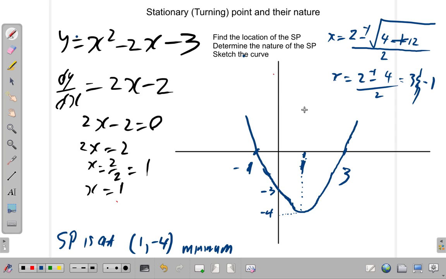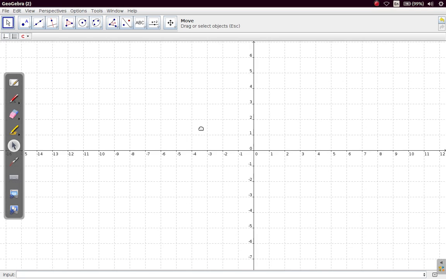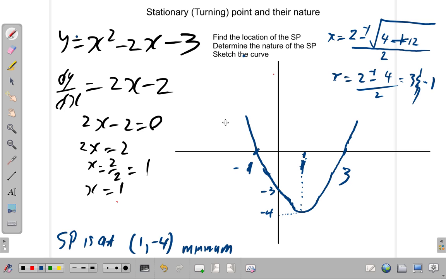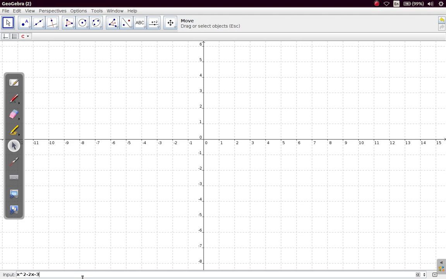Now, the question is, what if we should plot this curve using the computer? Would it look like this? Let's see. This is y equals x squared minus 2x minus 3. Alright, we have GeoGebra here. x squared, x to the power 2, minus 2x minus 3. Was that it? Let's see. x squared minus 2x minus 3. And go.